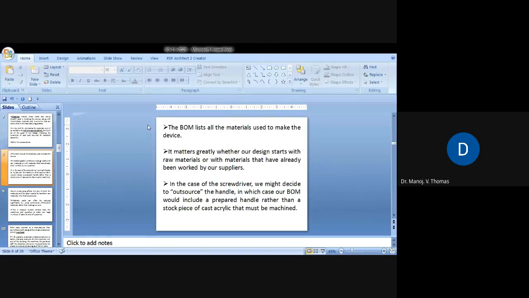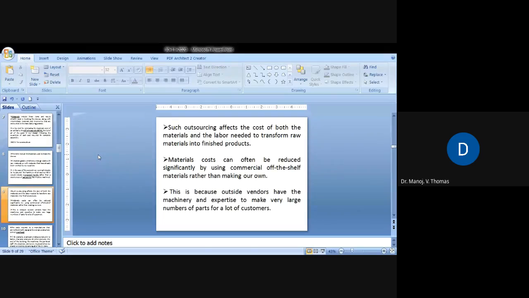Say, for example, if the material cast acrylic is used for preparing the handle, and we are outsourcing the making of the screwdriver handle, then we will not include cast acrylic in the bill of material. Instead, what will we include? We will include a prepared handle in our bill of material, because we already outsource this process of preparing the handle to some other vendors, and they might use cast acrylic, but we don't bother. We do not mention the cast acrylic in our bill of materials. Our bill of materials includes the prepared handle.